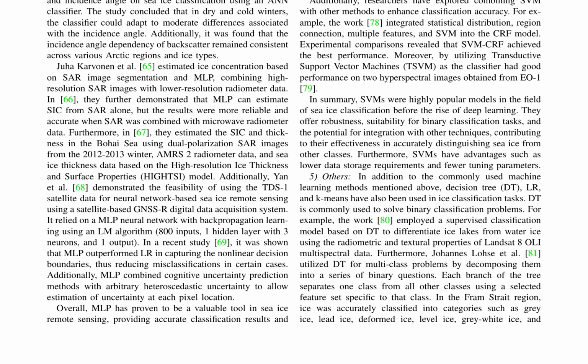Texture features extracted from copolarized and crosspolarized backscatter intensities and autocorrelation were used for ice-water classification in the Fram Strait. The classification process highlighted matrix invariant features as the most informative, with minor variations observed for L-band frequencies. Additionally, the influence of seasonal changes and incidence angle on sea ice classification using an ANN classifier was explored, concluding that the classifier could adapt to moderate differences associated with the incidence angle.